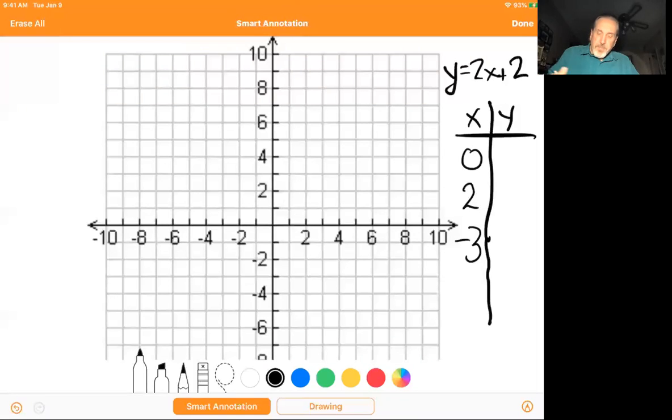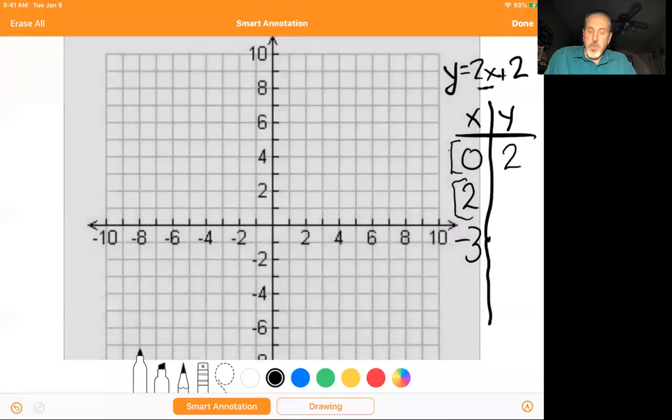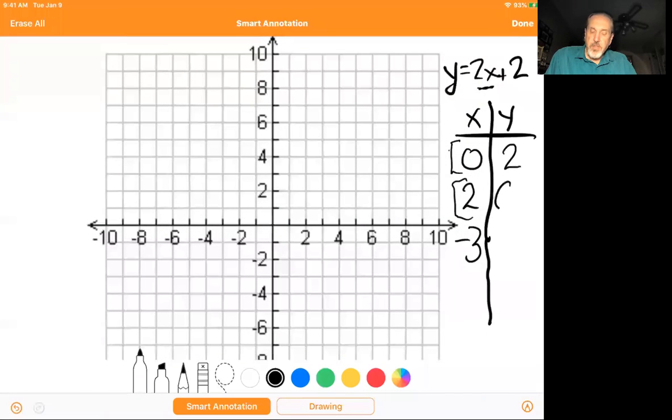So we can do this in our heads, simple arithmetic. When x is 0, we plug the 0 in for x. 2 times 0 is 0, plus 2 is 2. So that gives us the ordered pair 0, 2. Pretty simple. Now, when x is 2, we'll move to the next ordered pair. 2 times 2 is 4, plus 2 is 6. So now we have the ordered pair 2, 6.